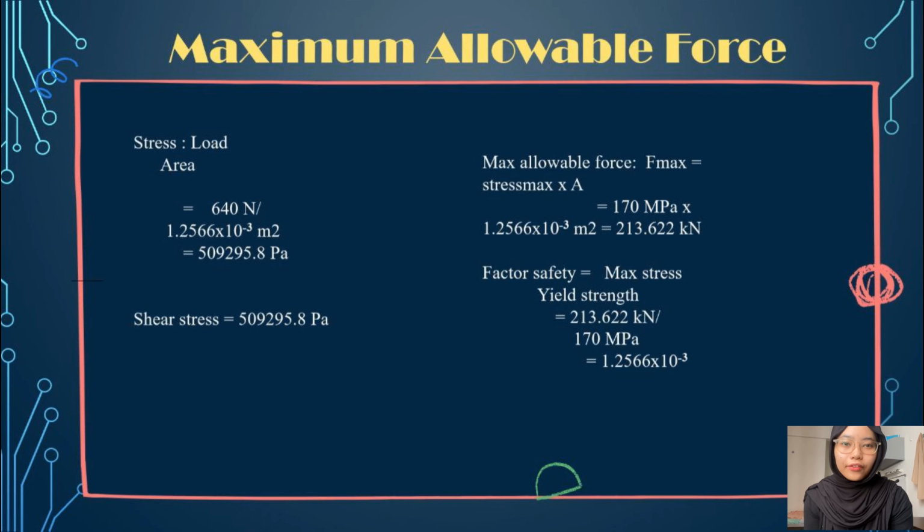The maximum allowable force in this structure: to find the stress is P divided by area, so 640 Newton divided by 1.2566 times 10 to the power of negative 3, and the answer is 509395.8 Pascal. So the design is safe. And the value of stress and shear stress are the same. To find the max allowable force, it is F max times area. So 170 megapascal times 1.2566 times 10 to the power of negative 3, and the answer is 213.622 kilonewton. The factor of safety is maximum stress divided by yield strength. So the answer is 1.2566 times 10 to the power of negative 3. That's all from me. Thank you.